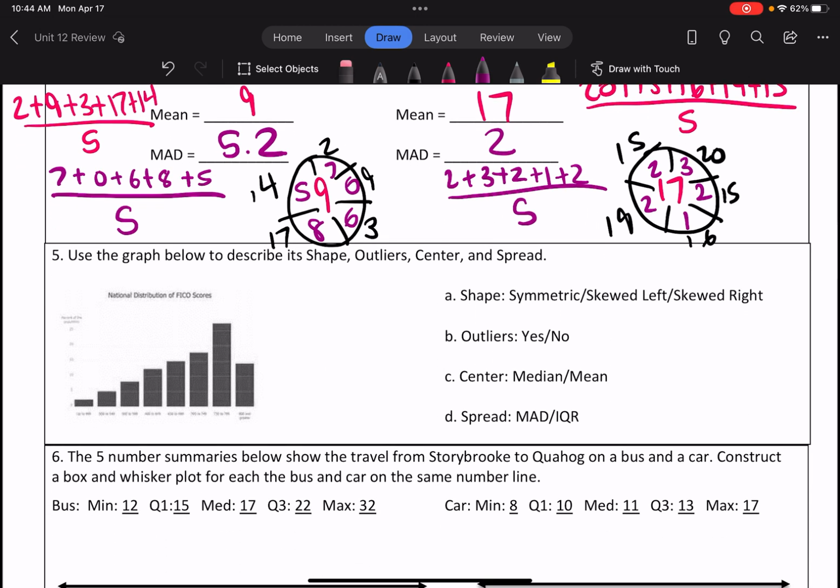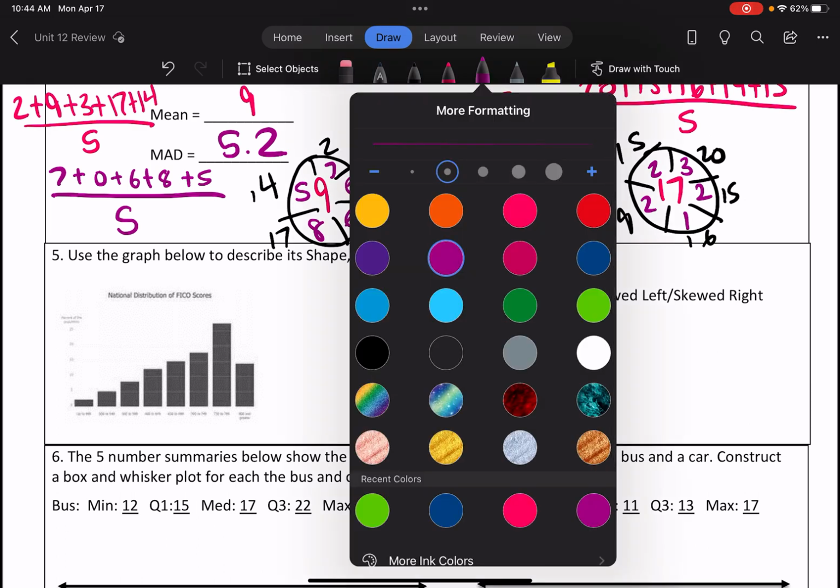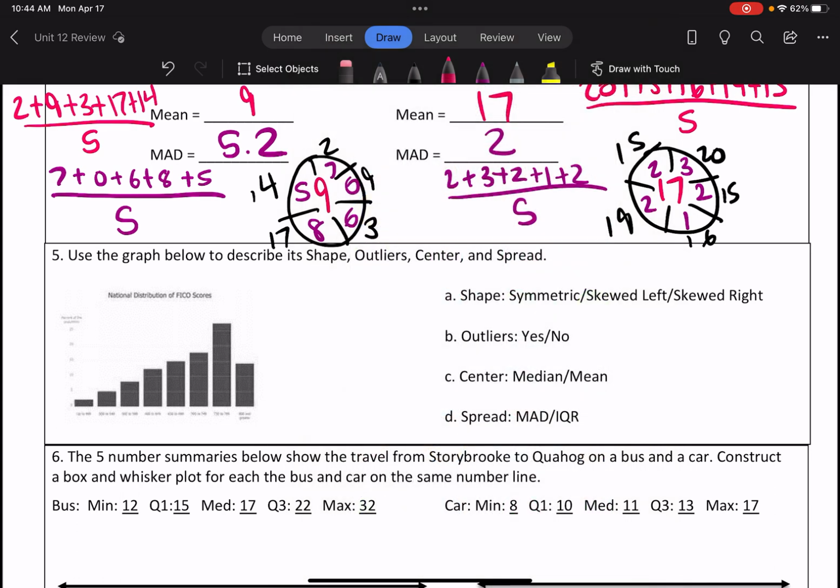All right, guys, that's going to lead us to problem number 5. So I've given you a histogram of the national distribution of FICO scores, and we're trying to decide what the shape, the outlier, and center and spread of this histogram is. So let's just look at the shape first. If I'm looking at this, it does kind of look like we have a lower tail. So I'm going to say that this is skewed left with a lower outlier because most of our data is concentrated to the right with a tail to the left.